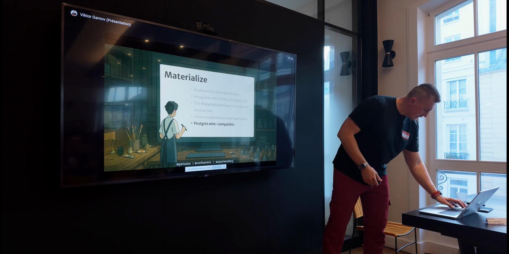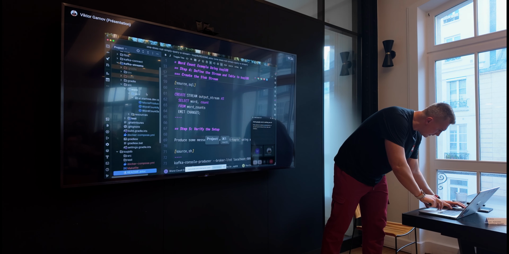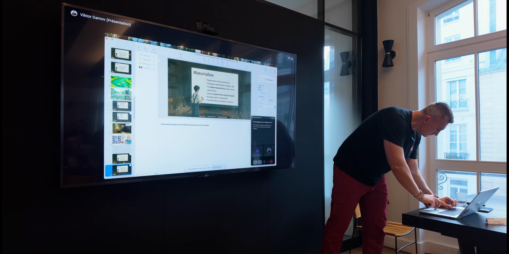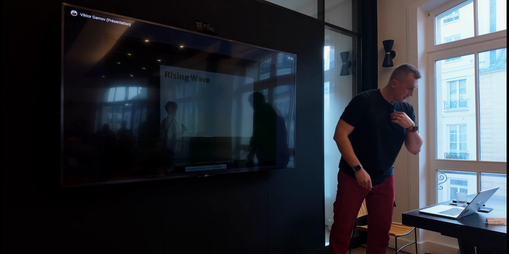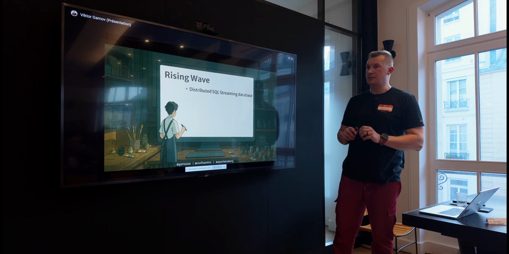And the way it looks, let's see if I have a materialized example. I don't remember if I have it. No, we're going to switch to another one, to Rising Wave. So Rising Wave, it's an interesting system.